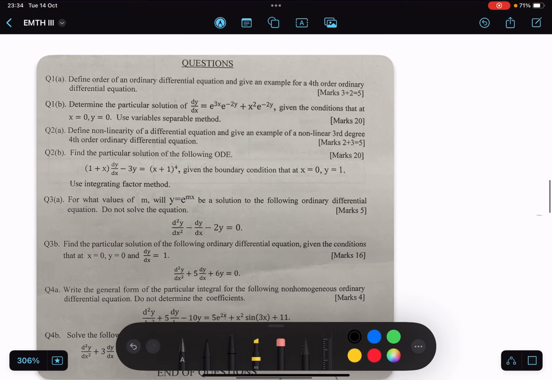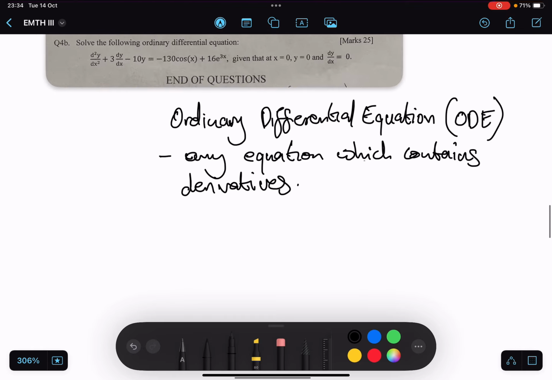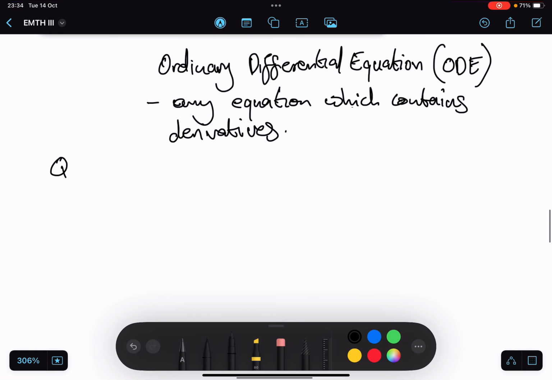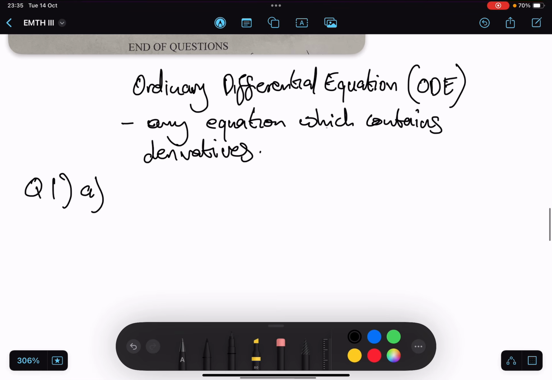Okay, so when you're looking at this question, we start with question 1a. It says define the order of an ordinary differential equation and give an example for a fourth order ordinary differential equation. They are saying we should define the order of an ordinary differential equation.